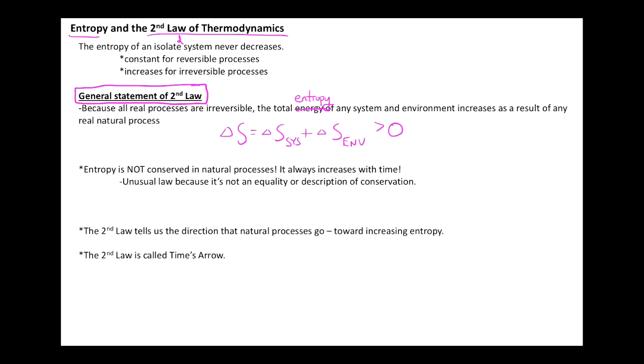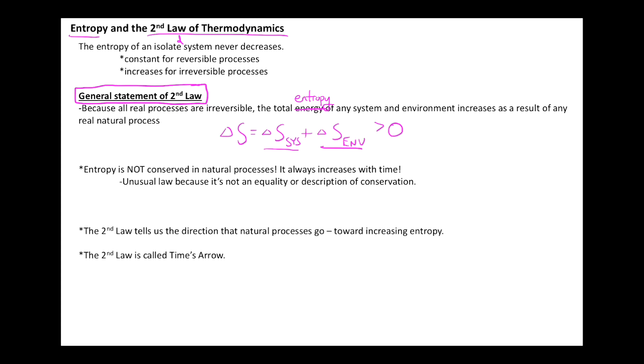So this means that if I look at everything, it might be possible to have some local decrease in entropy. Maybe I have some small, very specialized system where entropy is dropping. But if that's true, then there is some other place in the environment where there's a greater increase in entropy to keep the overall change as net positive.